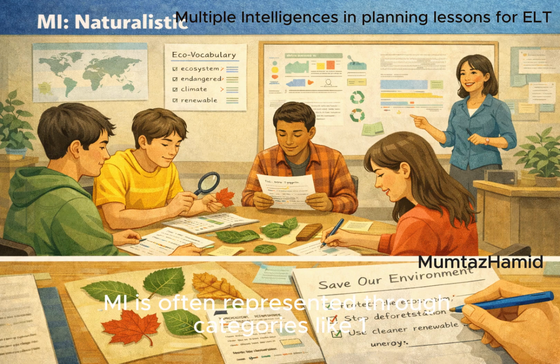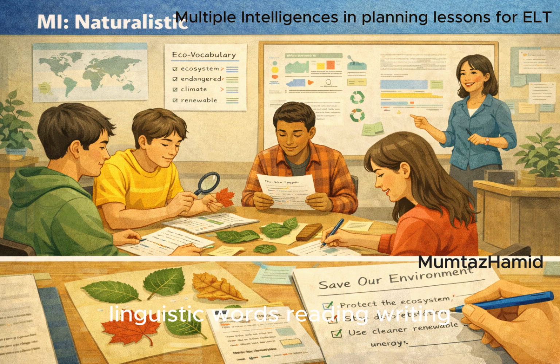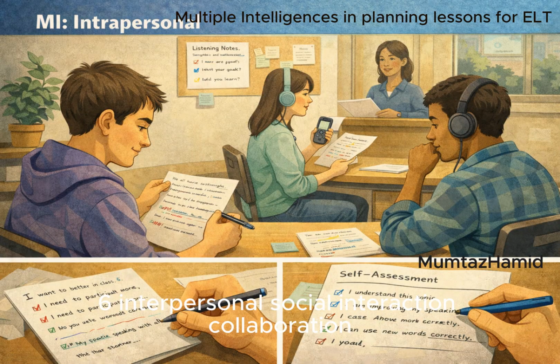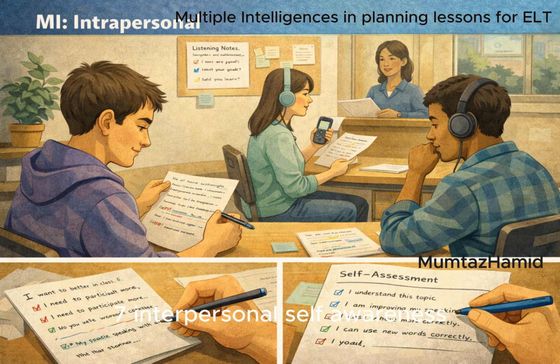In the classroom, MI is often represented through categories like: 1. Linguistic, words, reading, writing; 2. Logical mathematical, patterns, reasoning; 3. Spatial, visualization, design; 4. Bodily kinesthetic, movement, hands-on tasks; 5. Musical, rhythm, sound patterns; 6. Interpersonal, social interaction, collaboration; 7. Intrapersonal, self-awareness, reflection; and 8. Naturalistic, classification, real-world observation.